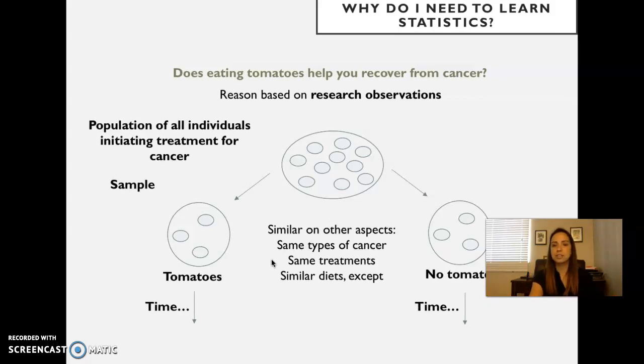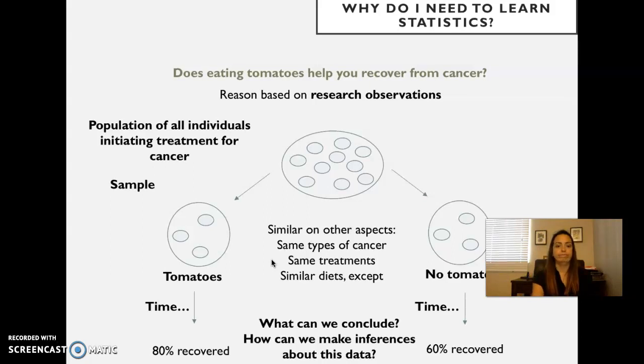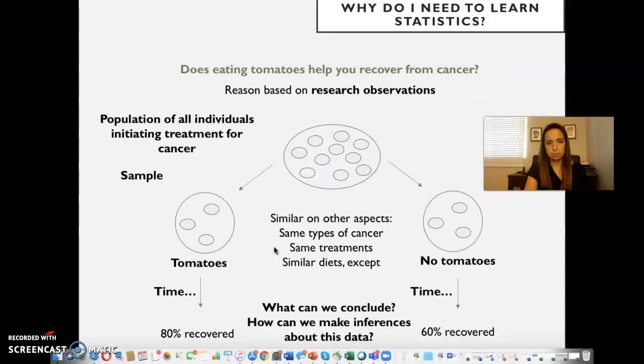And then researchers let time go by and observe and record the recovery of the different patients. So you can think that on one side, from the group that received tomatoes, 80% recovered, and only 60% of the group that did not eat tomatoes recovered. Now, the question we may be asking, or we should ask, is what can we conclude and how can we make inferences about this data?